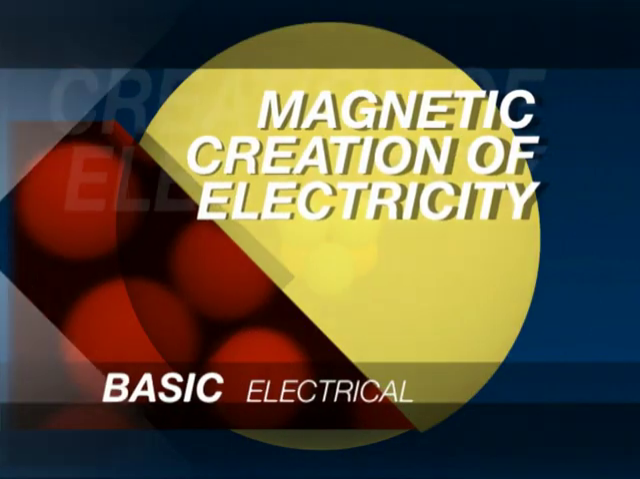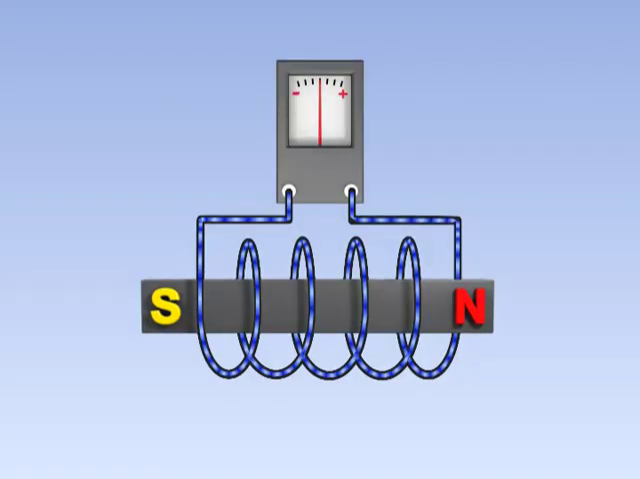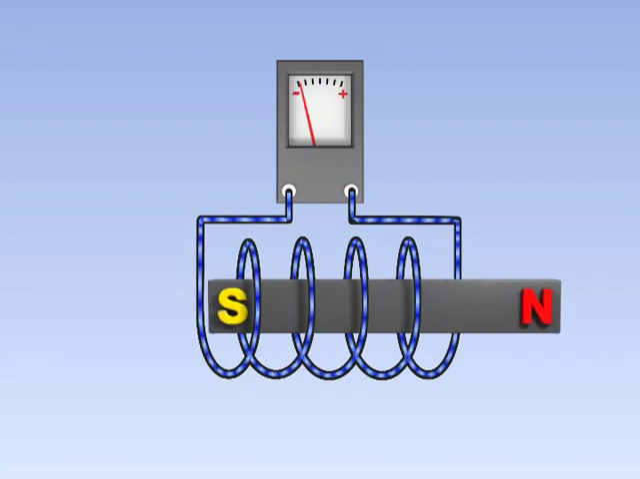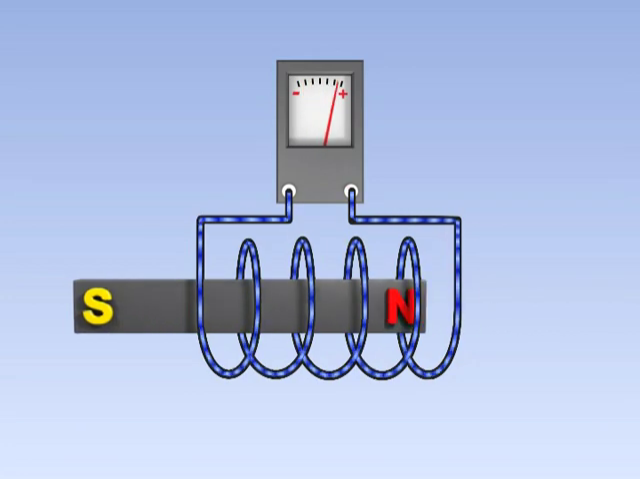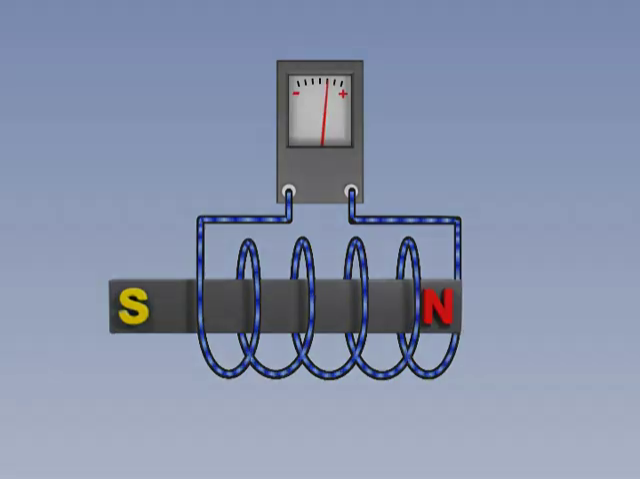In the magnetic creation of electricity, a magnet is moved past a coil of wire. As the north and south poles of the magnet pass over the wire, it knocks electrons in the wire out of their orbit. This produces voltage, which will then result in current flow. A more in-depth look at the creation of electricity can be found in the video reference manual.